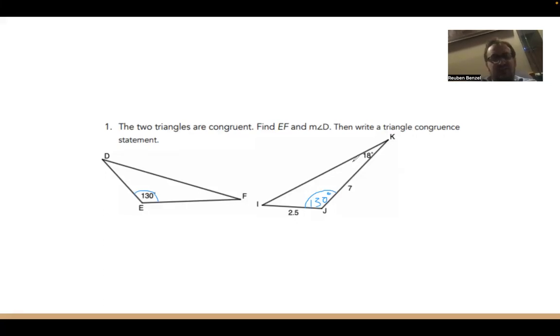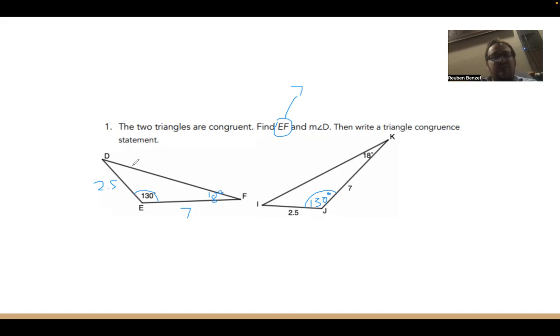Another thing I can see right off the bat is that my short side measures 2.5, so I'm going to put that right there. The side next to 2.5 that isn't the longest side has to be 7. And it turns out that EF is equal to 7. That's the quickest and easiest one. And then I can put where the 18 is as well.